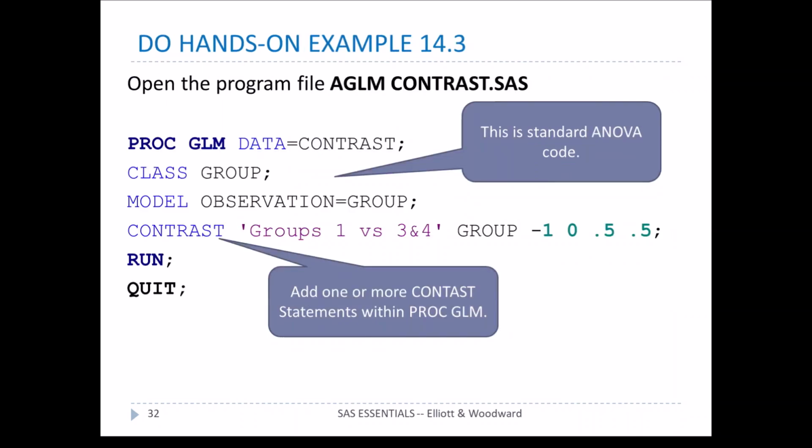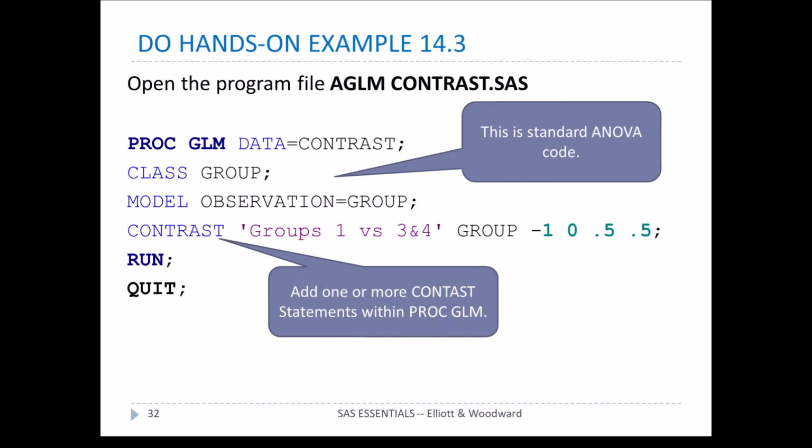So let's look at a real example here. Open up the program file AGLM contrast, and you'll see this code. We have PROC GLM data contrast. Our grouping variable is called group, our classification variable, so we have class group. In our model, we're trying to predict observation from group. And we're going to define a specific comparison. Instead of doing a Tukey comparison or something like that, we're going to define a specific one. We're going to compare group 1 versus the combined 3 and 4.